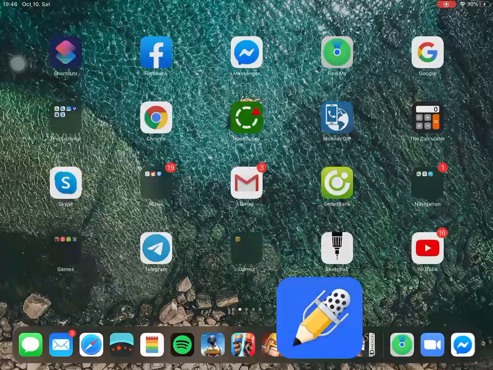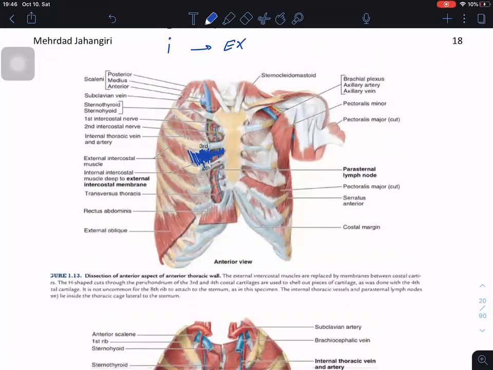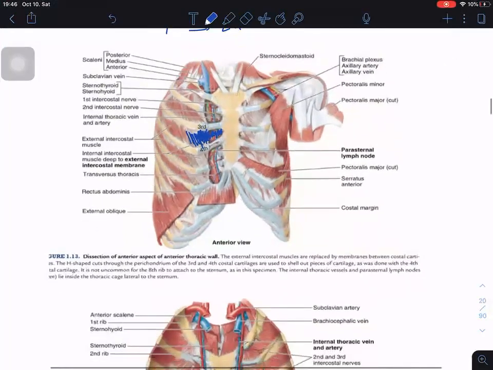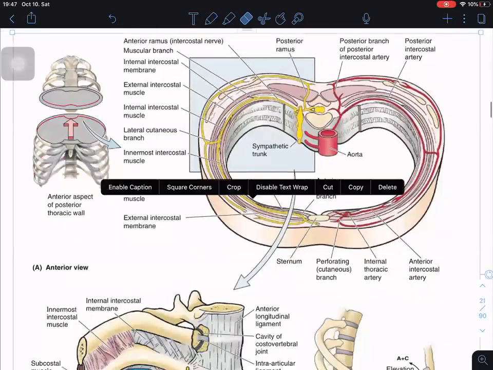All right, so if you remember, I told you that the external intercostal muscle anteriorly is replaced by the external intercostal membrane. So we should have the very same thing happen for the internal intercostal muscle. But since almost everything is opposite with these muscles, and we have the external intercostal membrane located anteriorly, we have to expect that the internal intercostal membrane is located where? Posteriorly.